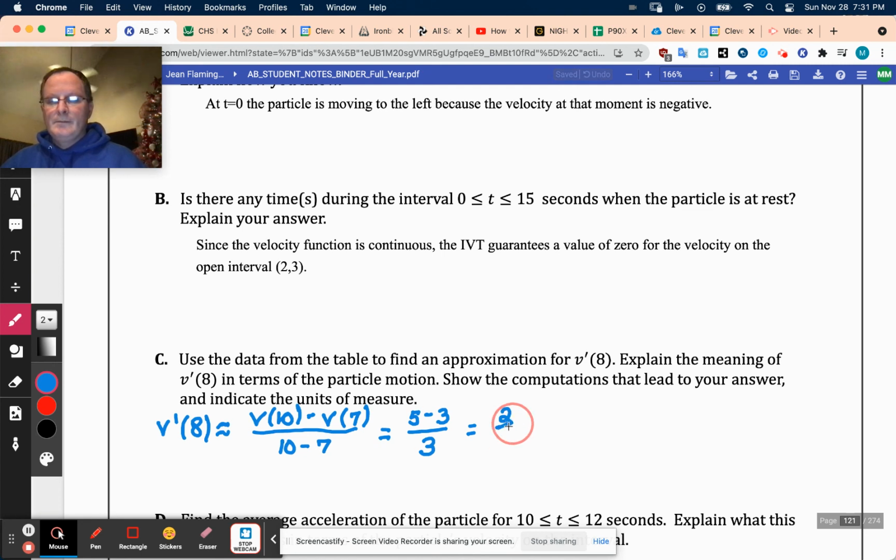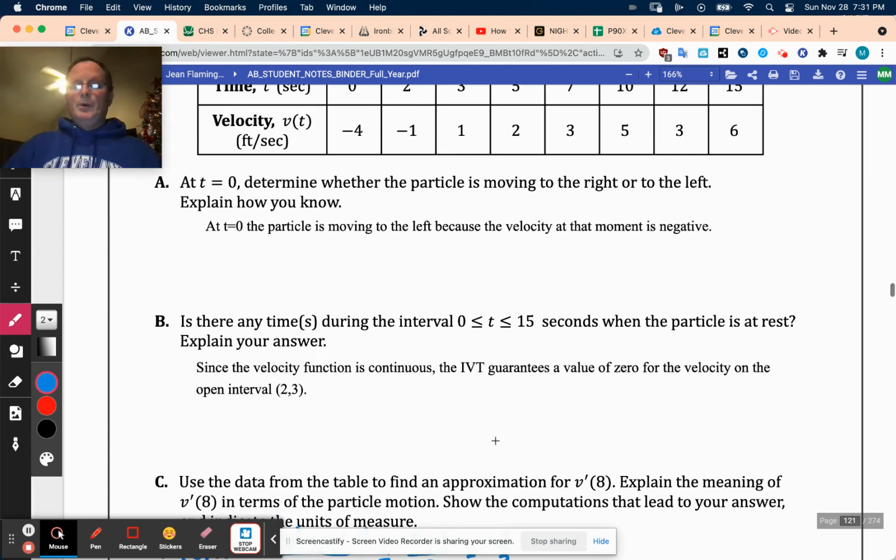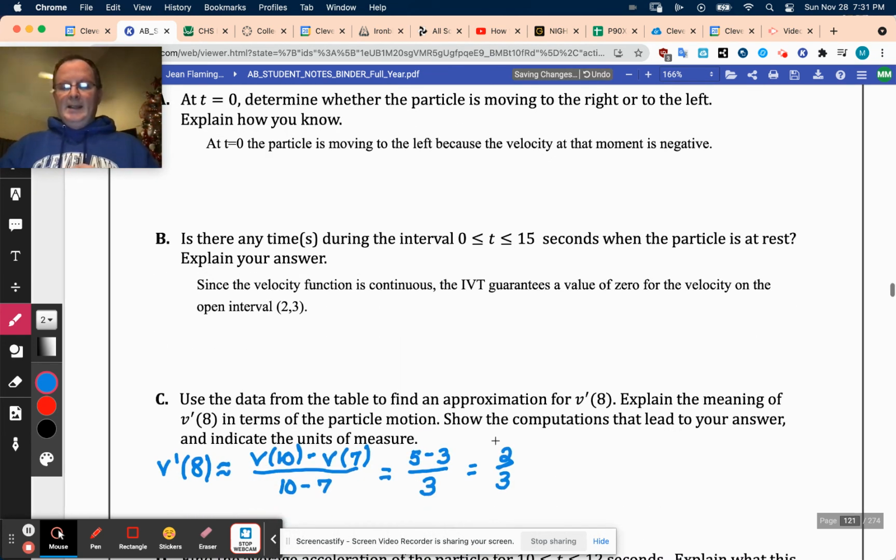thirds. And the unit of measure. Up here, we're talking about feet per second, so this is the acceleration we're talking about. So this will be 2 thirds feet per second squared, feet per second per second.